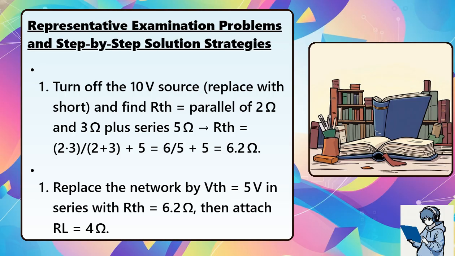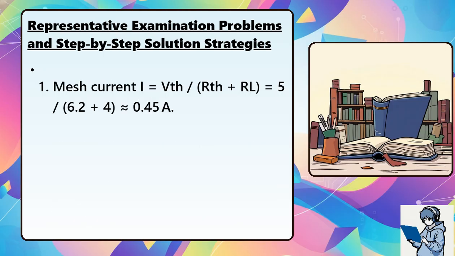Step 4. Replace the network by VTH equals 5 volts in series with RTH equals 6.2 ohms, then attach RL equals 4 ohms. Step 5. Mesh current I equals VTH divided by (RTH plus RL), 5 divided by (6.2 plus 4), approximately 0.45 amps. Step 6. Voltage across RL equals I times RL, approximately 1.8 volts.